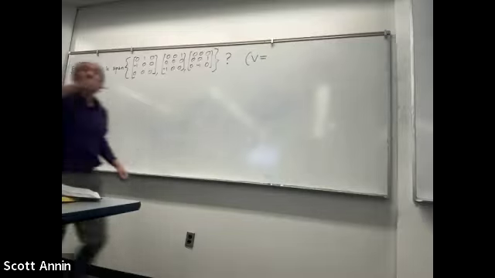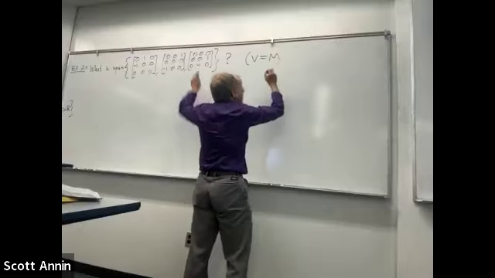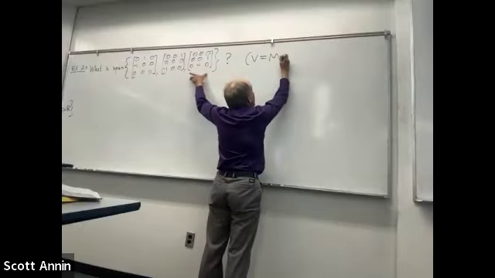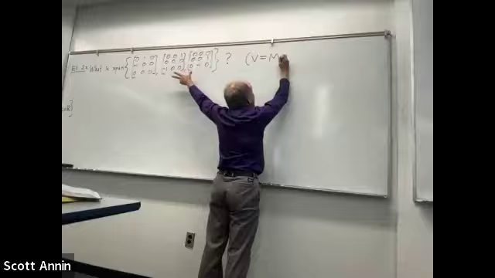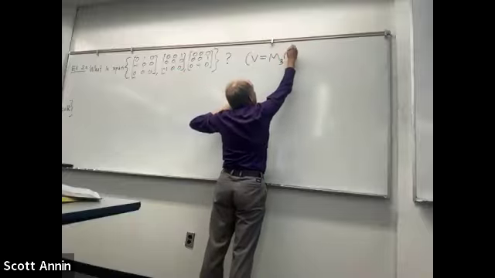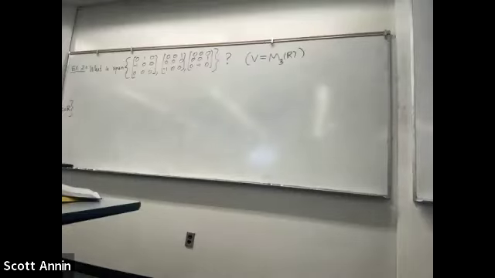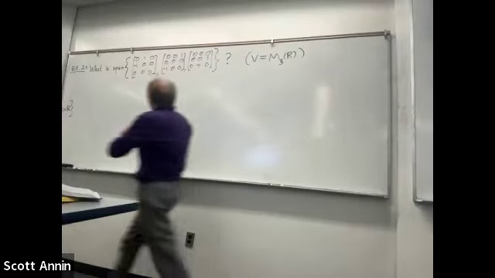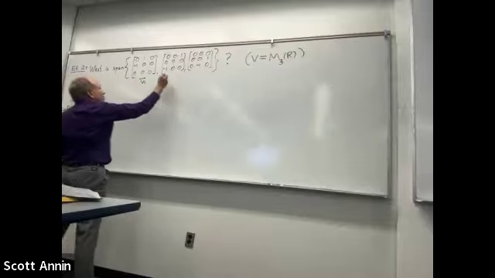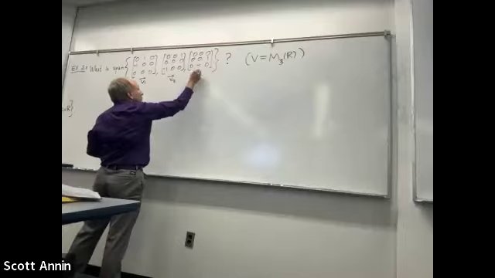M sub what? What is N here? The number of rows. And how many are there? 3. So I'm going to write M3 of R. That's exactly right. So my universe is M3 of R for this example. And here I have 3 specific vectors, V1, V2, and V3.